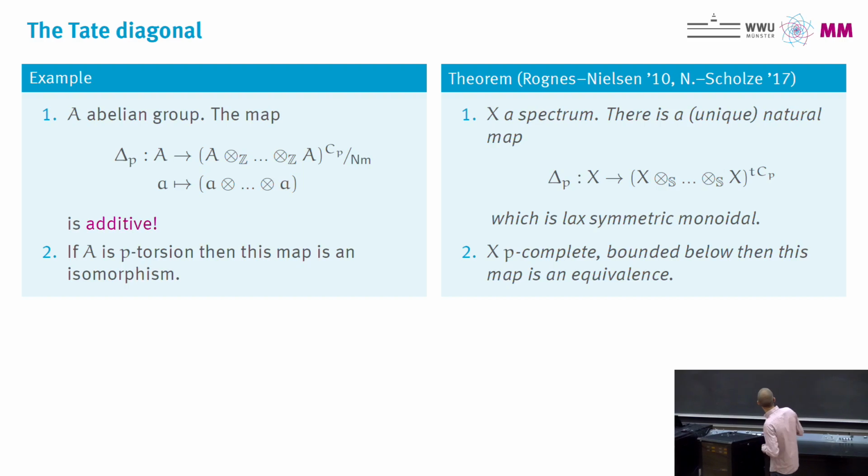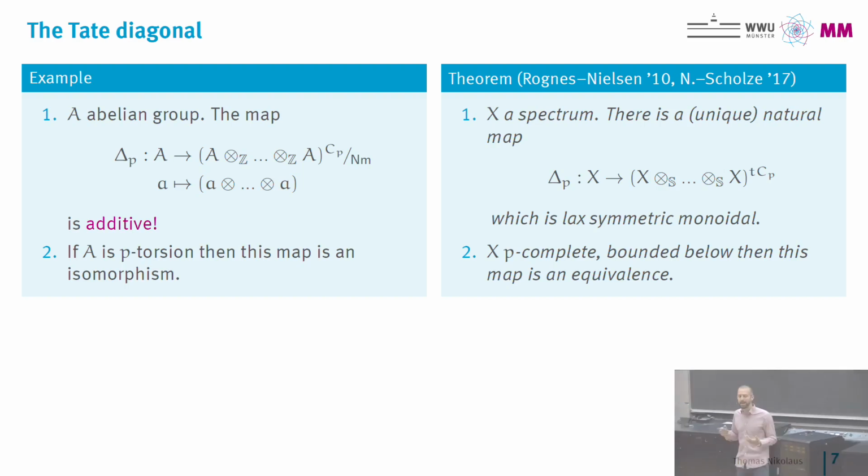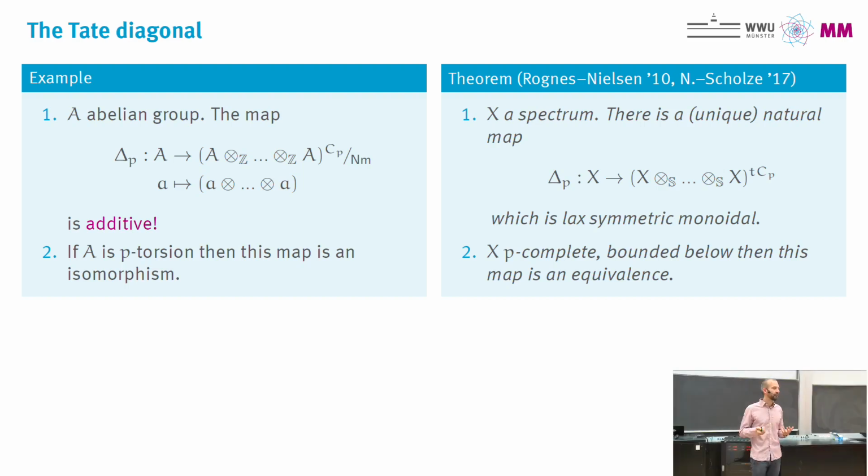And the amazing thing is that actually, again, if X is p-complete and bounded below, then this map ends up being an equivalence. So in the case X is a finite spectrum, this follows from the theorem of Lin and Gunnar Carlsson. For X finite type, it's the theorem of Rognes and Nielsen, and for general bounded below X, I proved this with Peter Scholze. So again, this is the second example of where mod p reduction gets replaced by p-completeness in higher algebra.